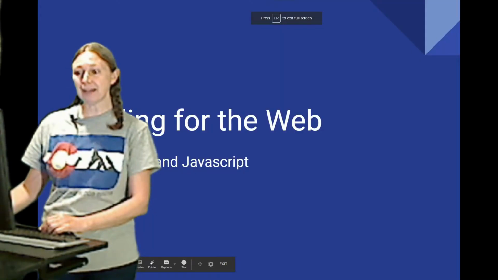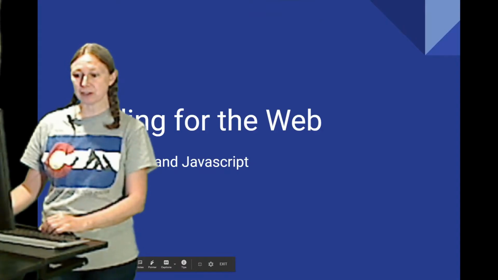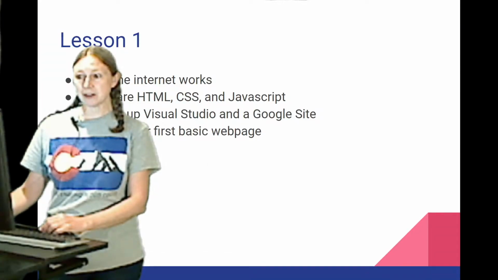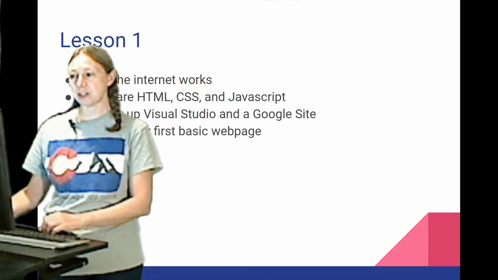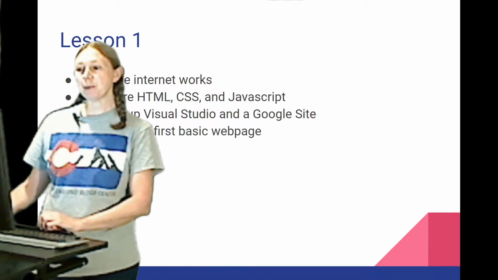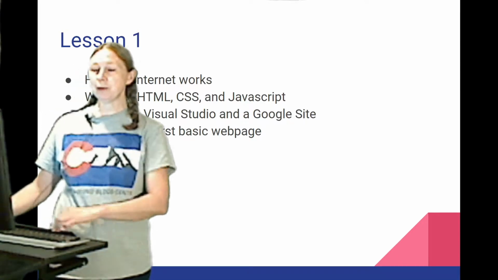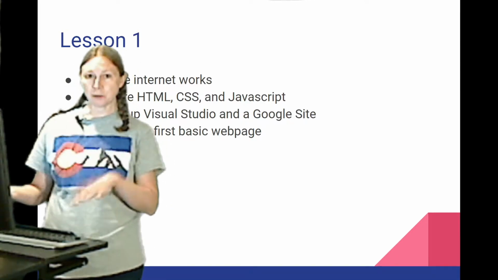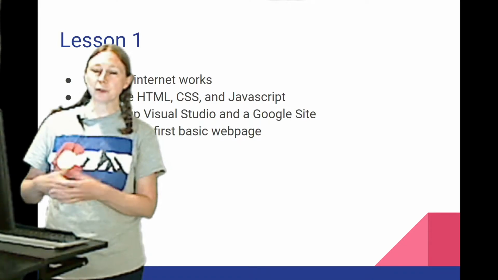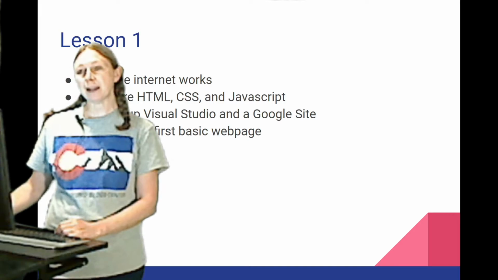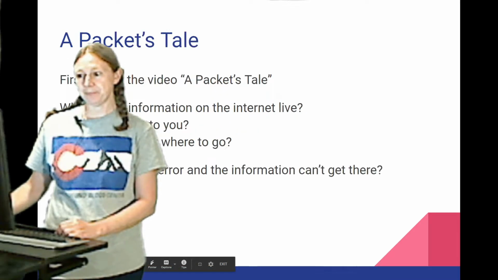So we're going to learn about HTML, CSS, and JavaScript. In this first lesson, we'll cover how the internet works, what are HTML, CSS, and JavaScript. We'll learn how to set up a project in Visual Studio and a Google site. These are the tools that I'm going to be working with to create the code and then host the code. There are many other tools that you can work with. These are just my personal favorites. And we'll learn how to write our first basic web page.